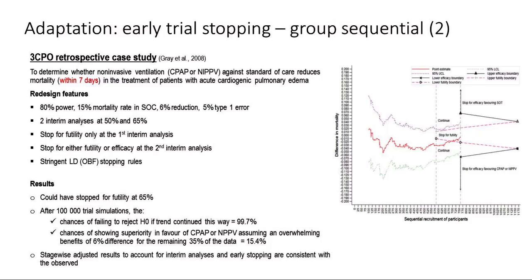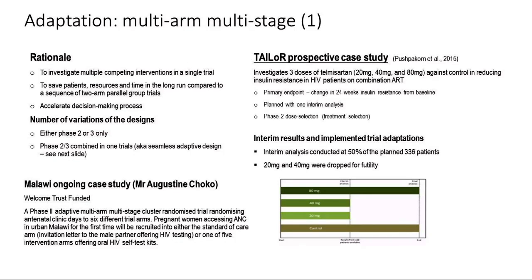Happy? Can I continue? Right. This is an example where sometimes you want to investigate multiple treatments in a trial, and this is just an example which is going on within the UK. It's a phase 2 trial with 3 doses of a drug, 20 milligrams, 40, and 80, against a control, in reducing insulin resistance in HIV patients.